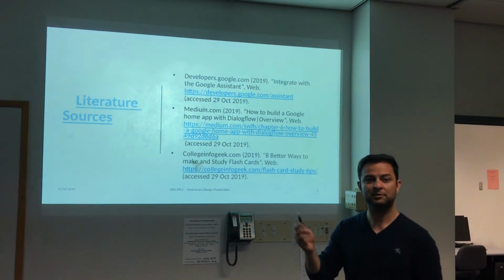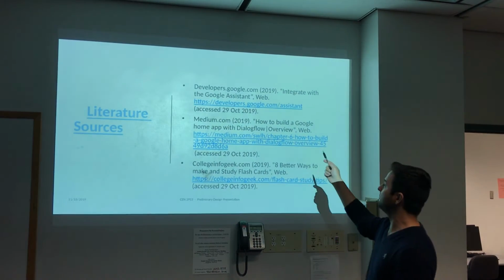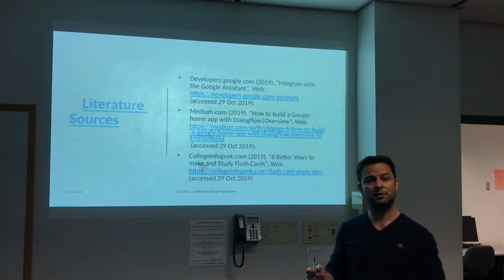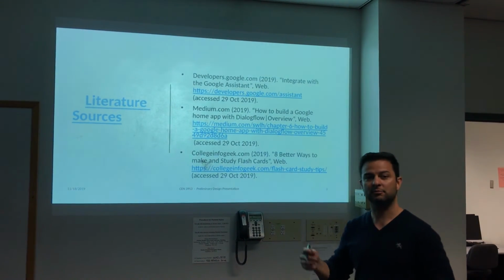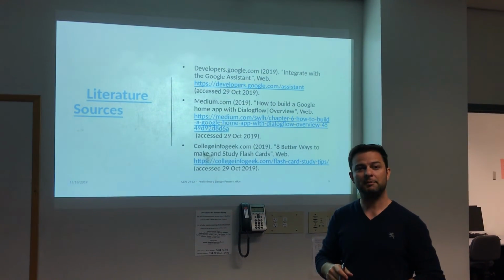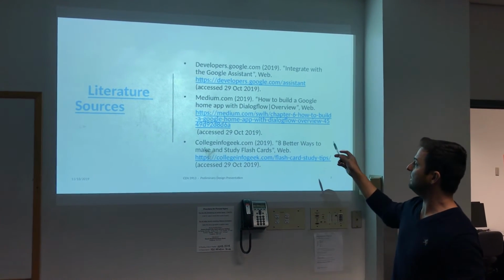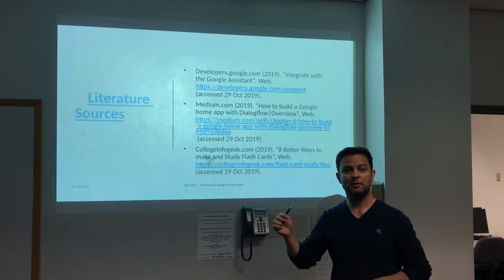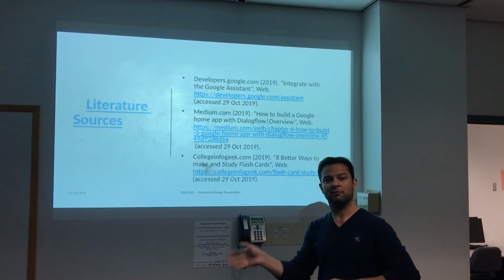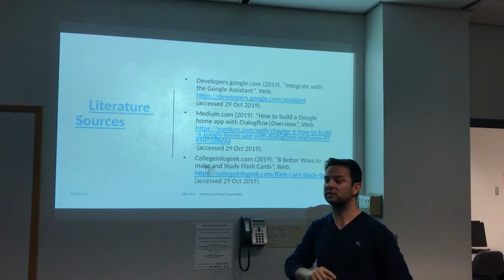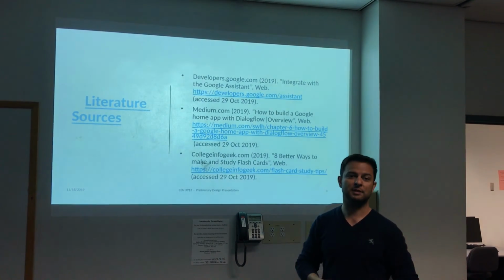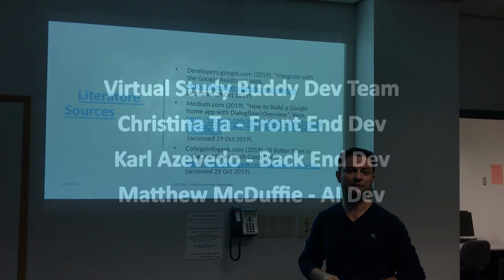All right, so some of the resources that we found: the first one is the website for Google developers, which has tutorials and teaches us how to connect the Google Assistant API with our Android application. The second one is how the Dialogflow on Google Home works, basically showing how the conversion from voice to text and text to voice works back and forth with Dialogflow. And the third one is basically showing us the effectiveness of how flashcards work.